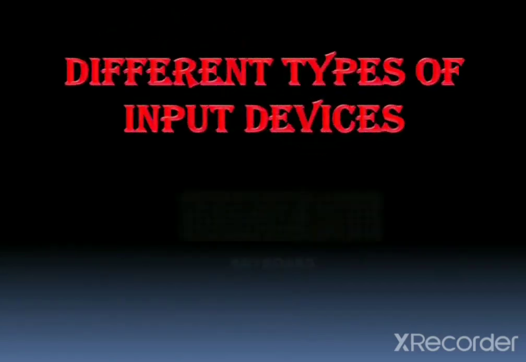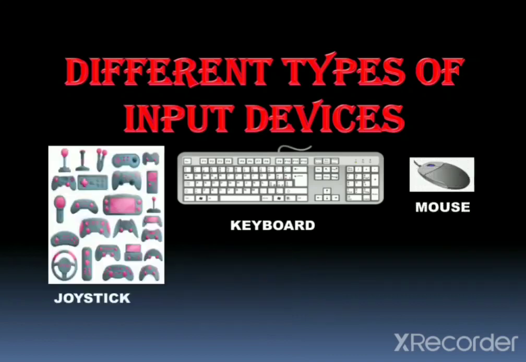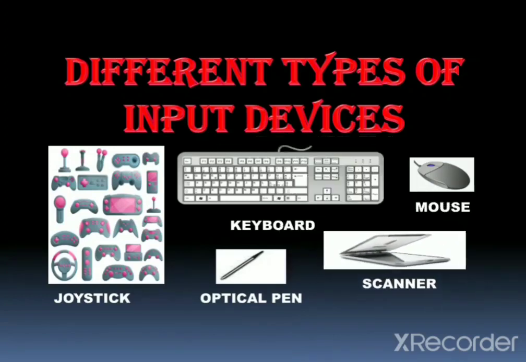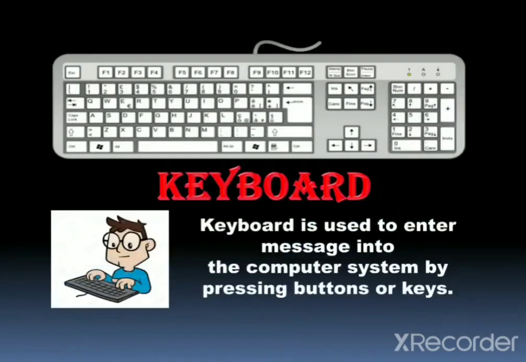First one is keyboard, mouse, joystick, optical pen or light pen, and scanner. First input device is keyboard. Children, the keyboard was invented by Christopher Latham Sholes. Keyboard is the most commonly used input device. It is made up of buttons called keys. Keyboard is used to enter messages into the computer system by pressing buttons or keys.